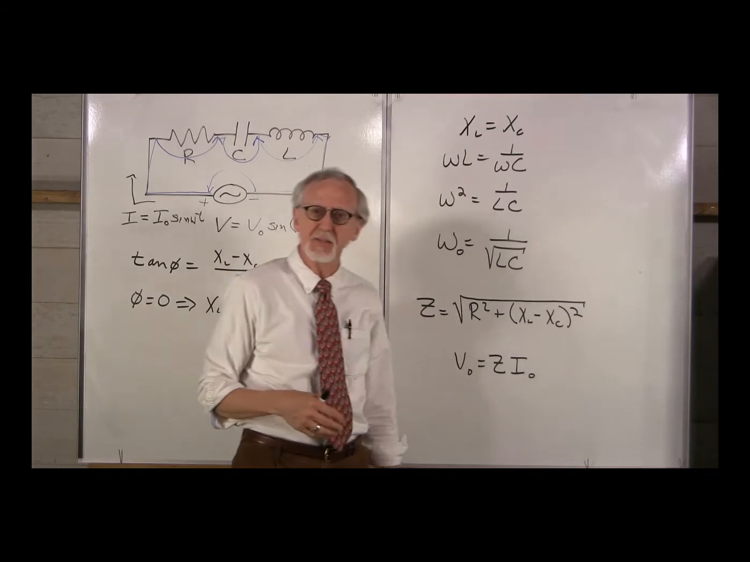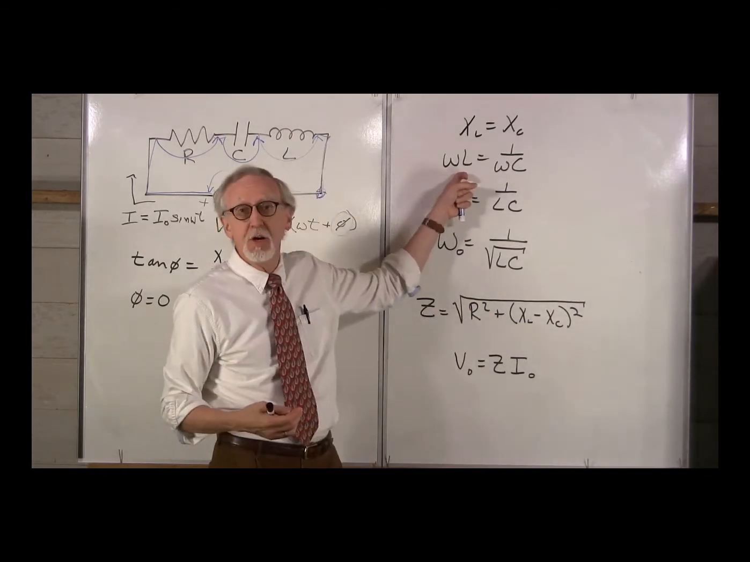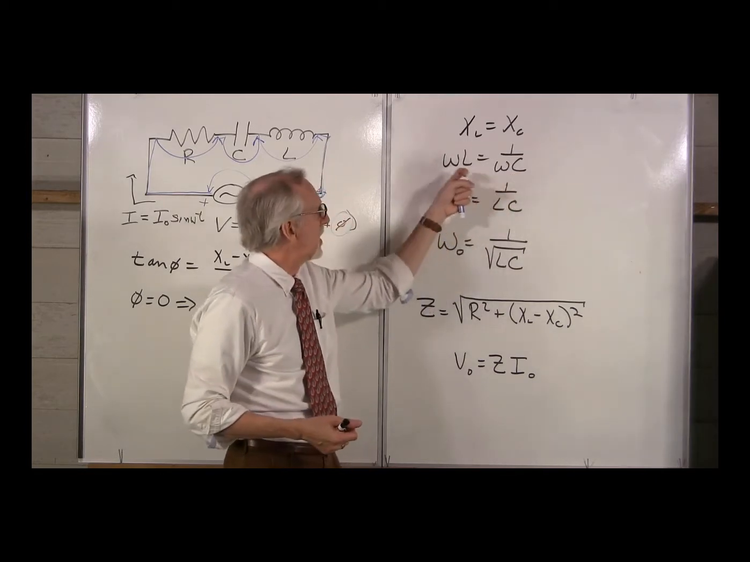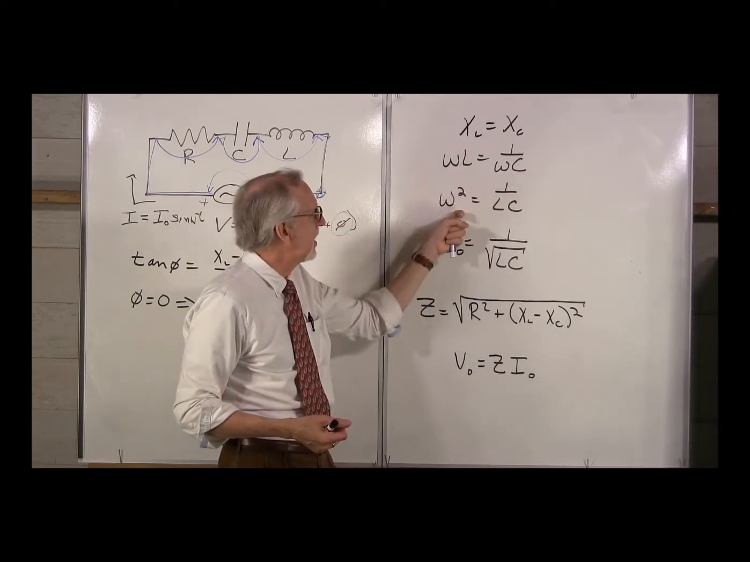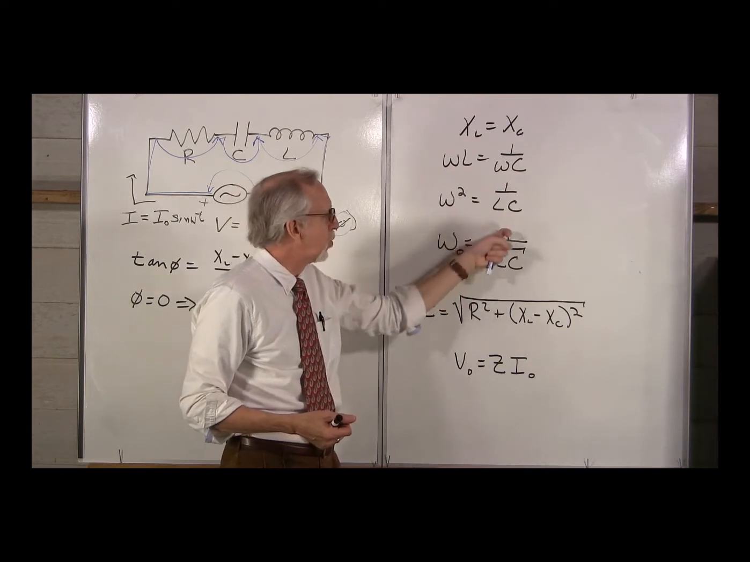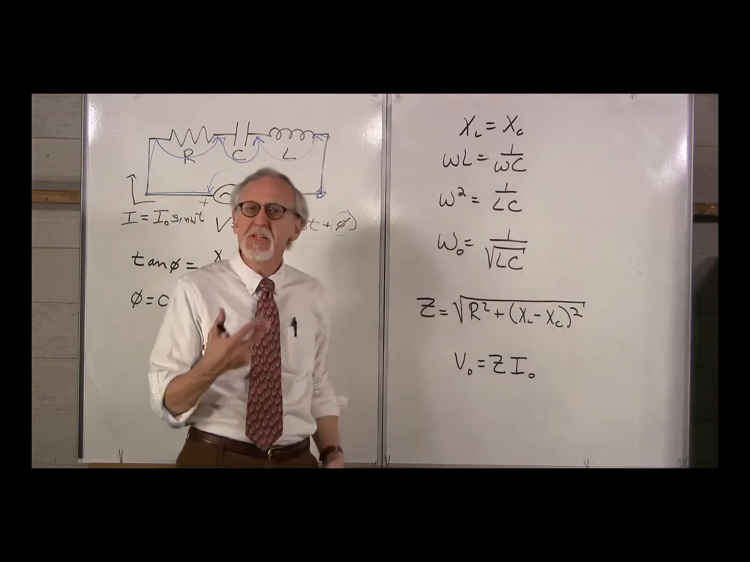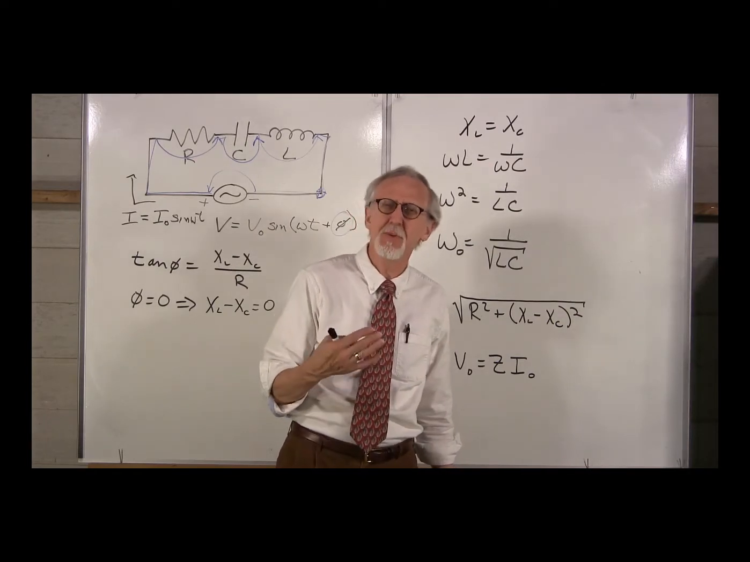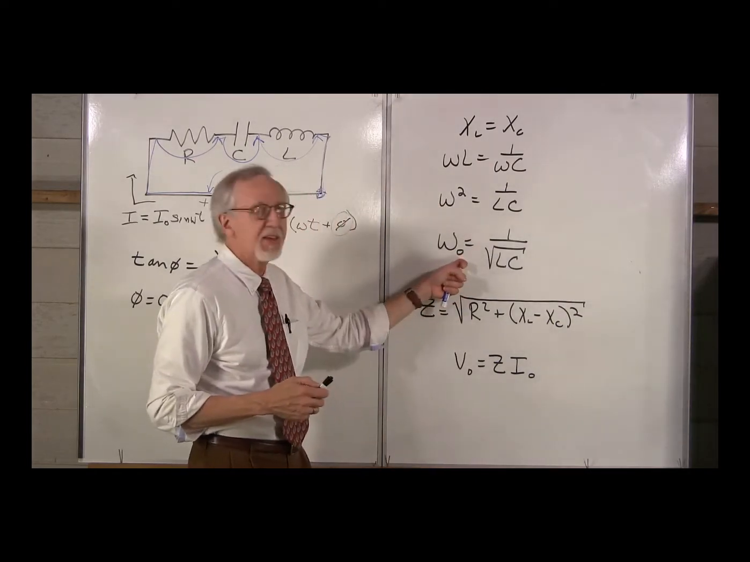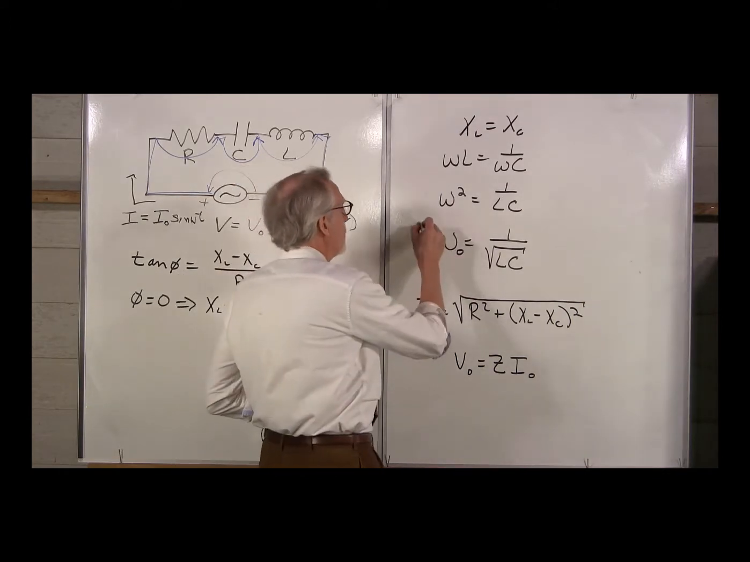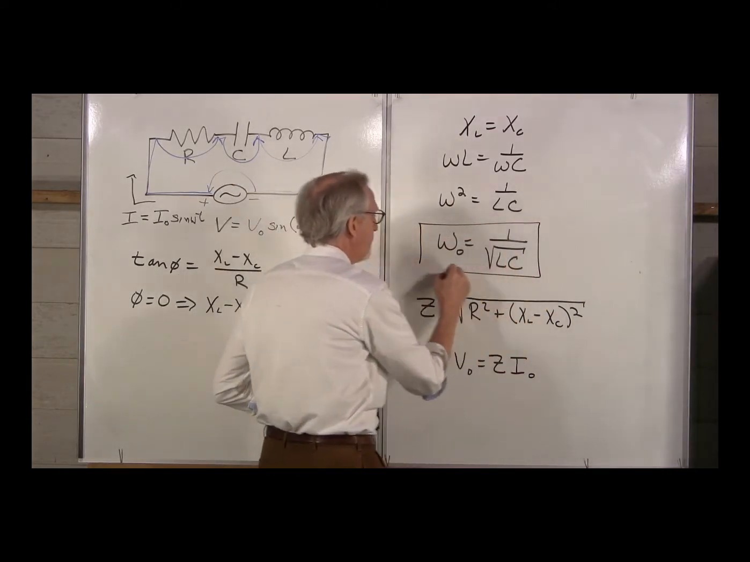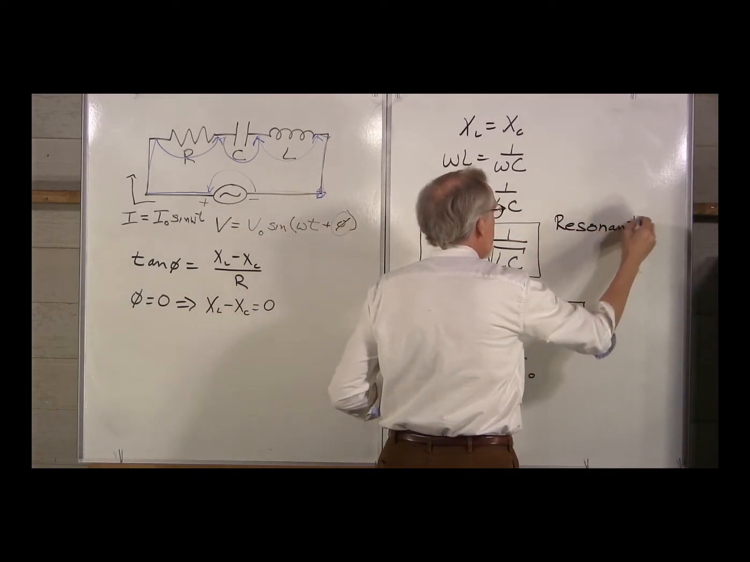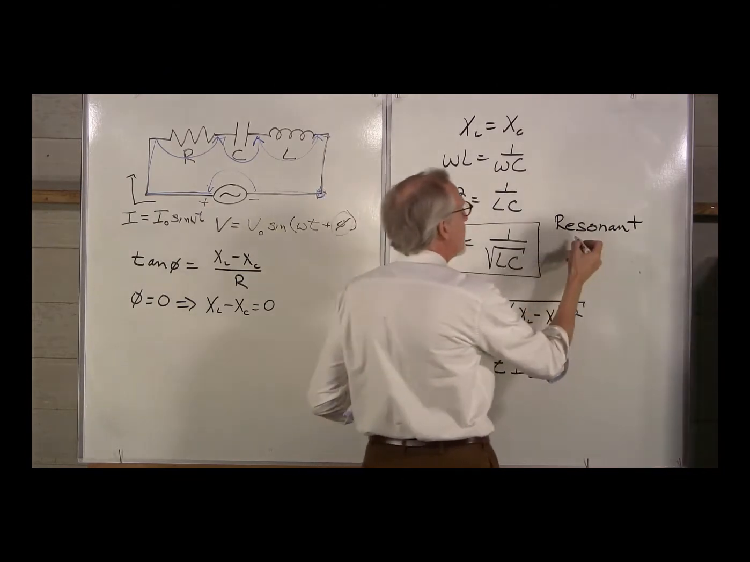Under what circumstances? We know XL is omega L, and we know XC is 1 over omega C. Well, we could solve this for omega. Multiplying both sides by omega, divide by L, take the square root. Omega is 1 over root LC. This angular frequency has a very special value, and we refer to this as omega naught. And we call this the resonant frequency or resonant angular frequency.